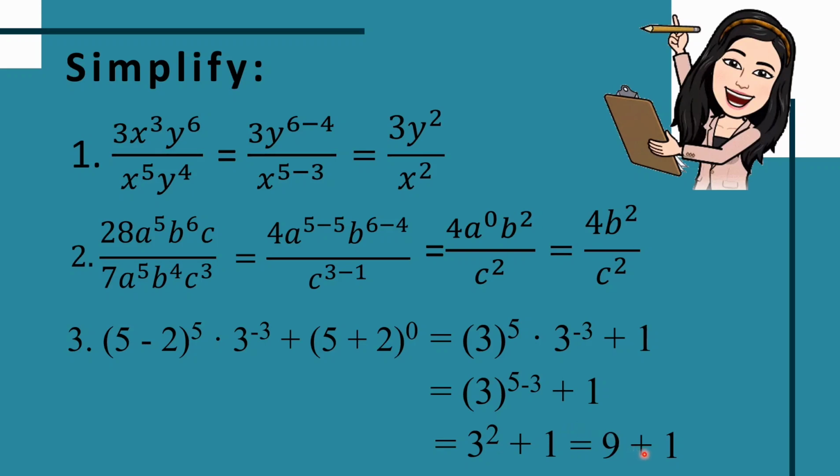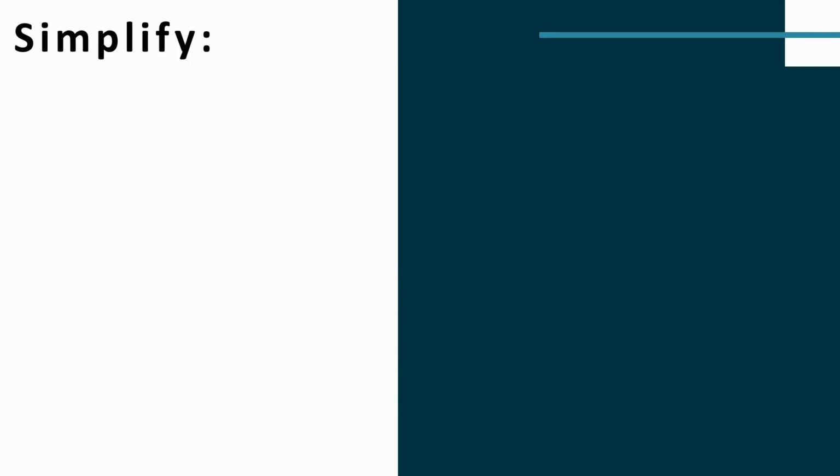To help you master simplifying expressions with positive, negative, and zero exponents, let us have another example. Let's say, for example, we have the given expression 8 squared raised to the power of negative 1 times 10 minus 8 raised to the power of 14 times 4 raised to the negative 2. Isa-isahin natin ang bawat expression in order to simplify it. Unahin natin ito. First expression, 8 squared raised to the power of negative 1.